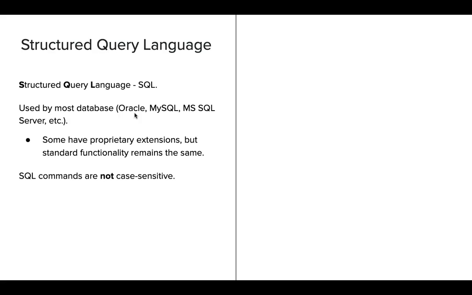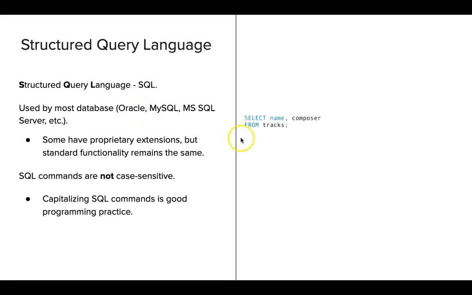SQL commands aren't case sensitive. Yay! We don't have to worry too much about uppercase, lowercase, although we like to capitalize SQL commands. So let's take a look at what a SQL command looks like. It typically looks something like this. Notice the keyword SELECT is capitalized, the FROM is capitalized, and everything else is lowercase. In reality, SQL doesn't care, but for our own sake, we like to capitalize certain keywords. So when you see certain words capitalized, it typically means it's a keyword.